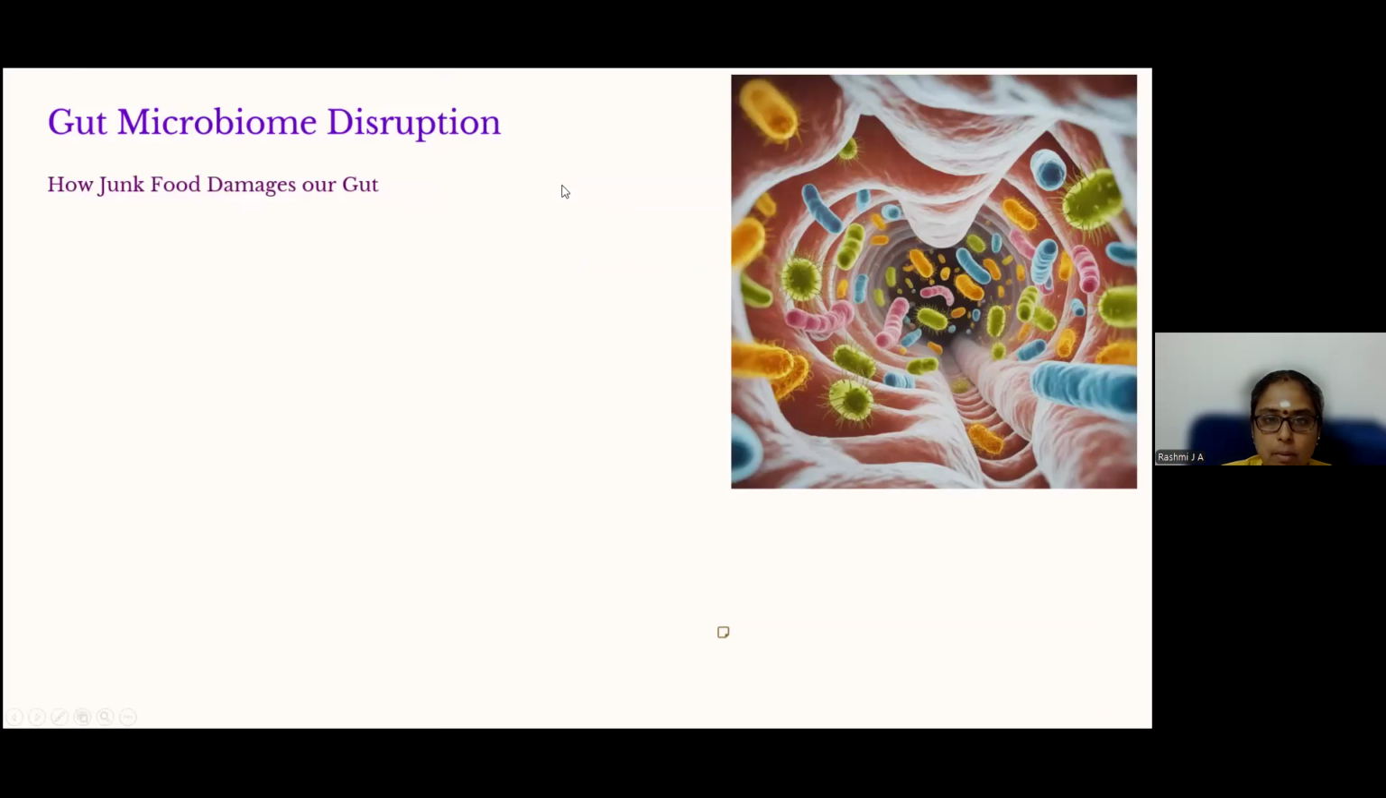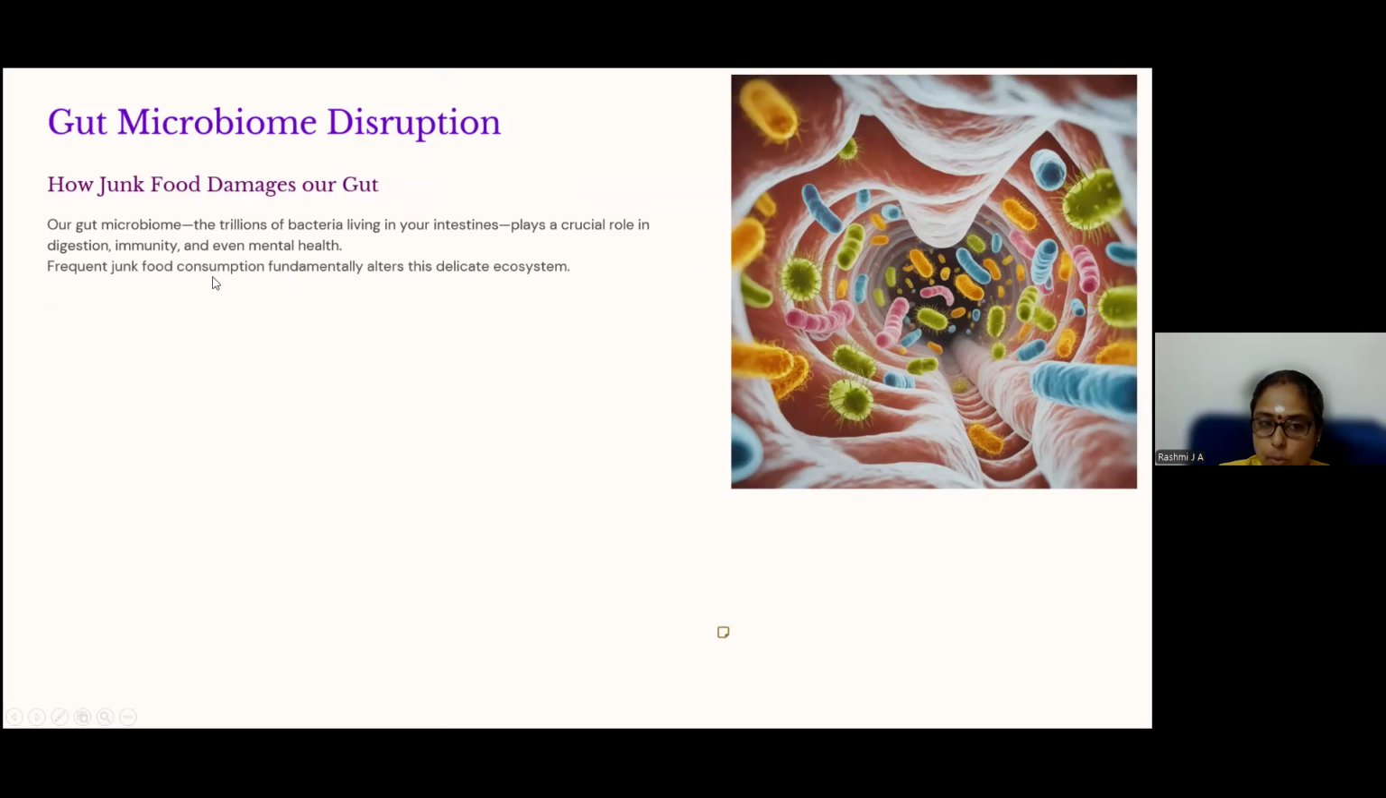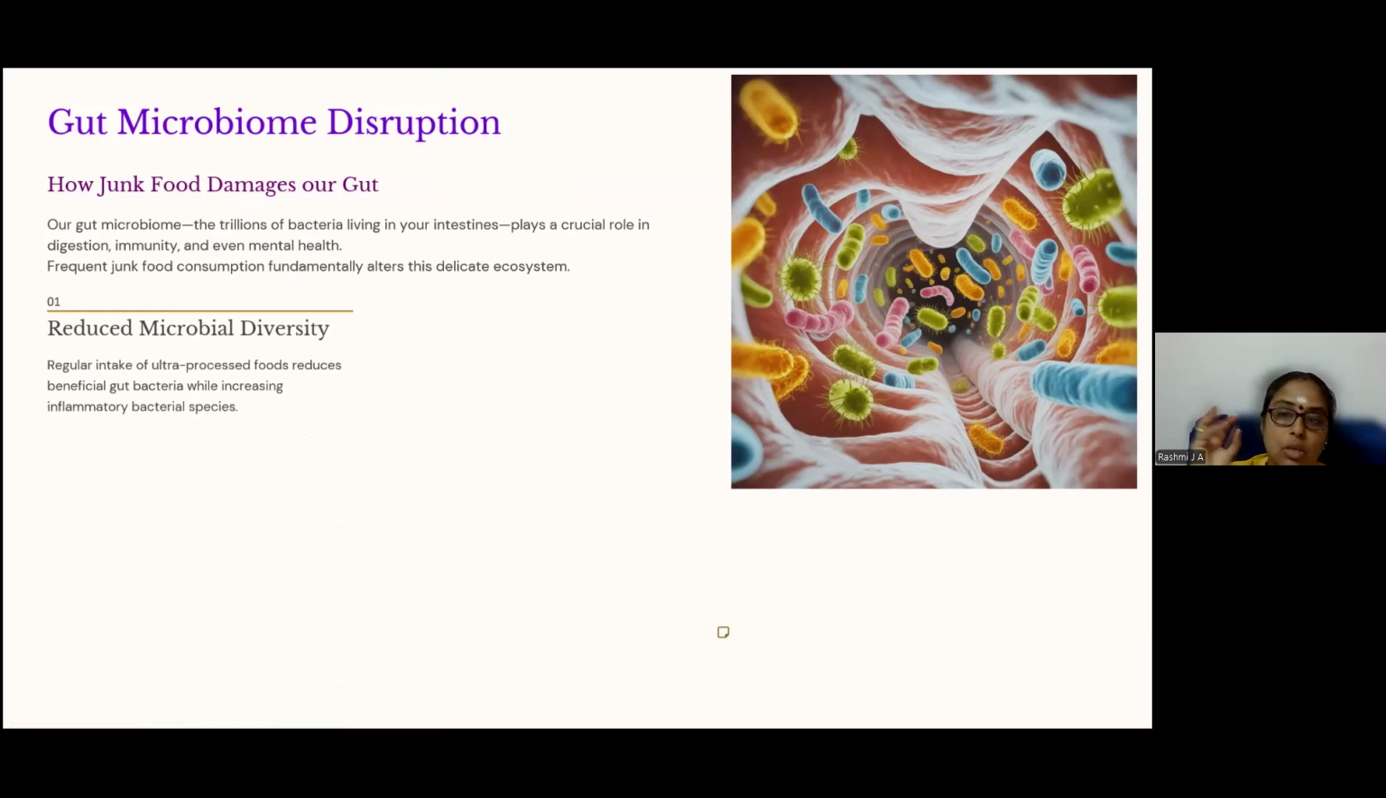Then gut microbiome disruption. Junk food also damages our gut microbiome, the trillions of bacteria living in our intestine that play a crucial role in digestion, immunity, and even mental health. Frequent junk food consumption will alter the system, and reduced microbial diversity will happen. Only a certain kind of bacteria will grow, and the other kinds of bacteria or fungi will die. When one type of bacteria overgrows, it will again cause disease in our body.